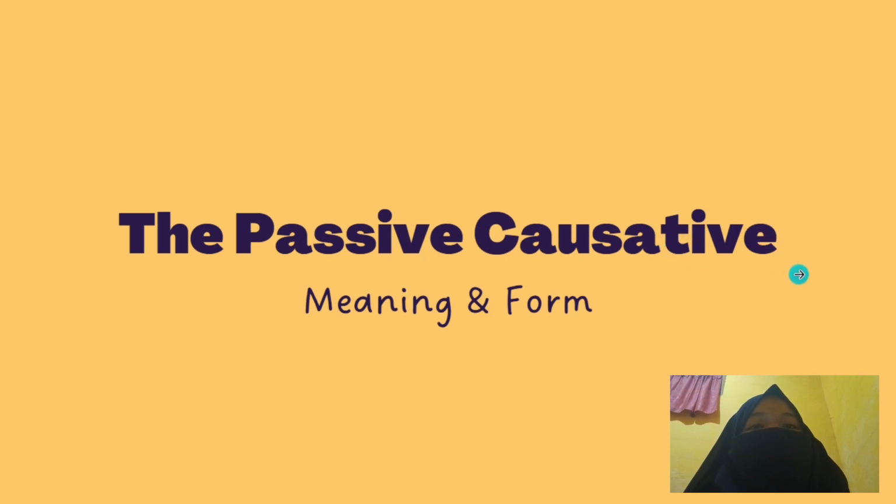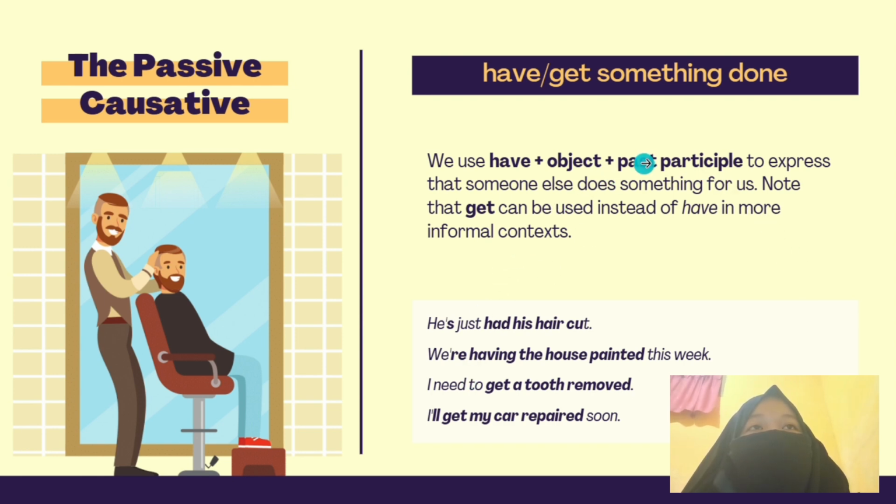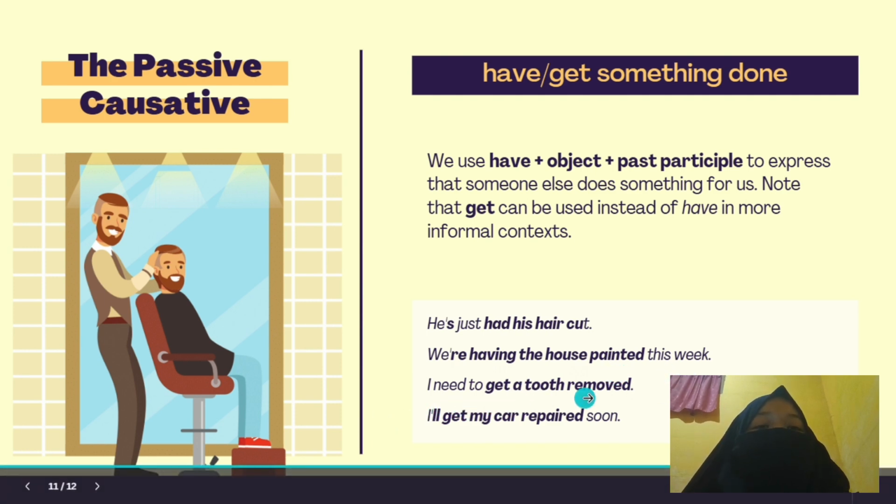The passive causative: meaning and form. Have or get something done. We use have plus object plus past participle to express that someone else does something for you. Note that get can be used instead of have in more informal contexts. He has just had his hair cut. We're having the house painted this week. I need to get a tooth removed. I will get my car repaired soon.